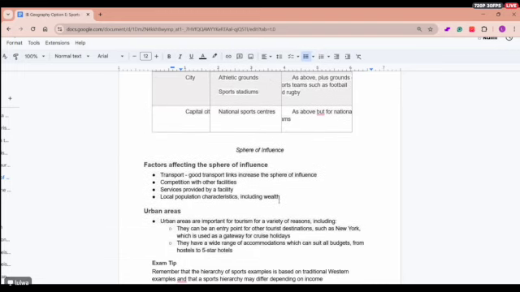And so sphere of influence, what are factors affecting the sphere of influence?